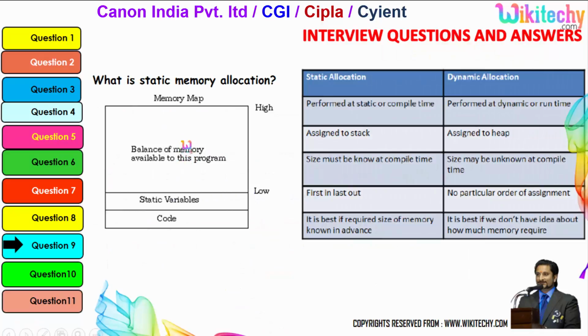You can see it here. Here is the variable. Once the variable is declared, the memory is automatically allocated and the rest of the memory is available for the program to execute.